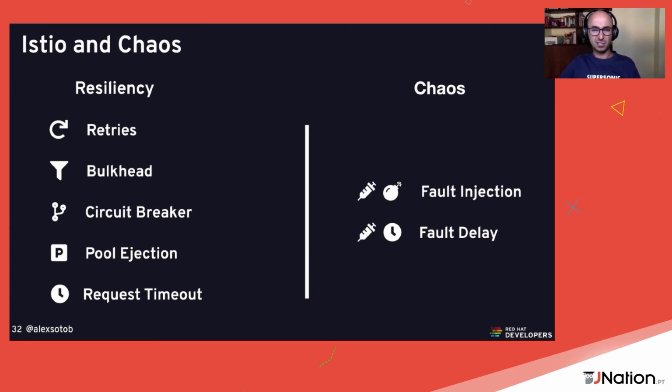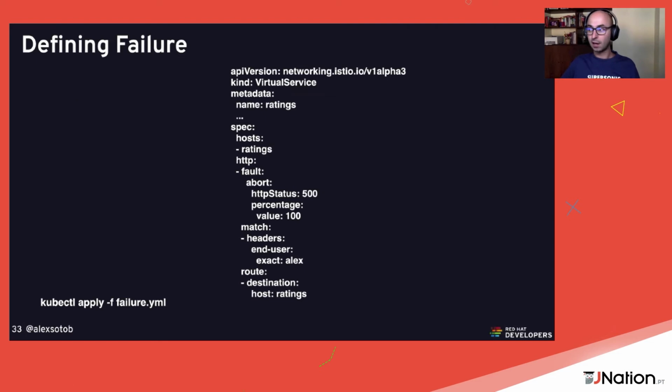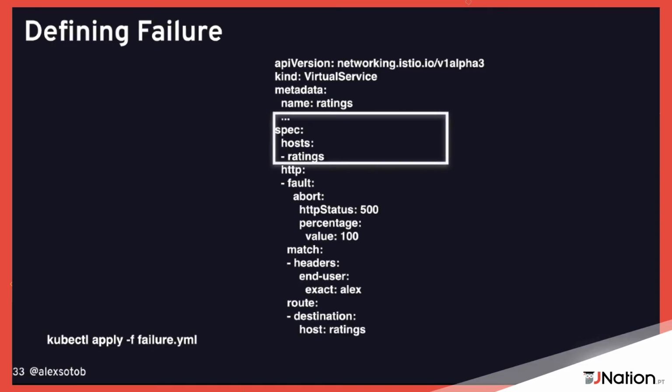And the other thing that we can do with Istio is inject some failures, if you wish. If you want to introduce a fault injection with Istio, you can do it like this. You just create a Kubernetes resource of type virtual service. You set which host you want to add the failure to. So you set the ratings service, and I want to abort. So I want to add a 500 error return for all the requests that happen to ratings. Any request to ratings will return a 500.